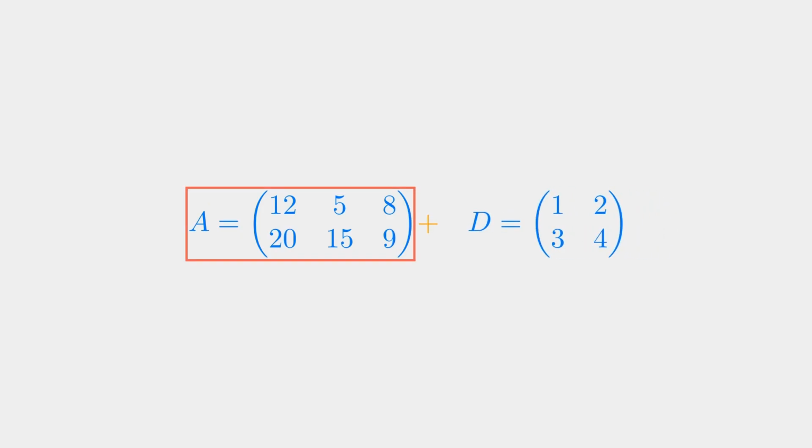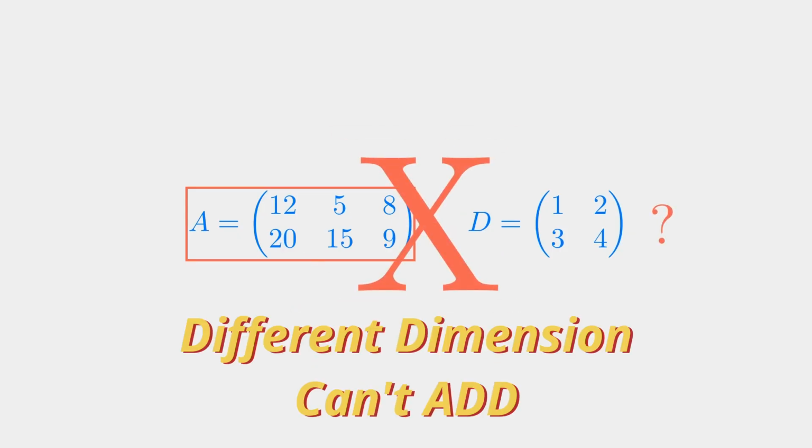But what if we tried to add matrix A to matrix D, which is a 2 by 2 matrix? The operation fails. Why? Because the dimensions don't match. The element in row 1, column 3 of A has no corresponding element in D to add to.